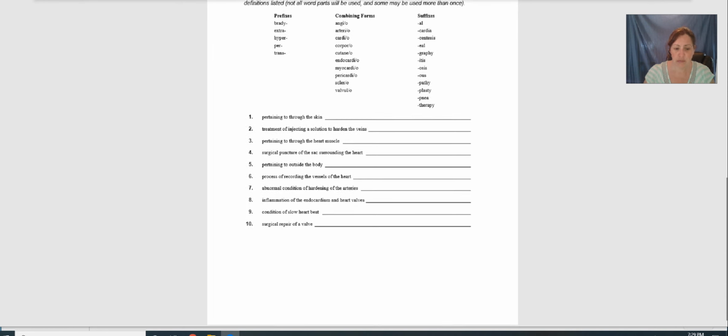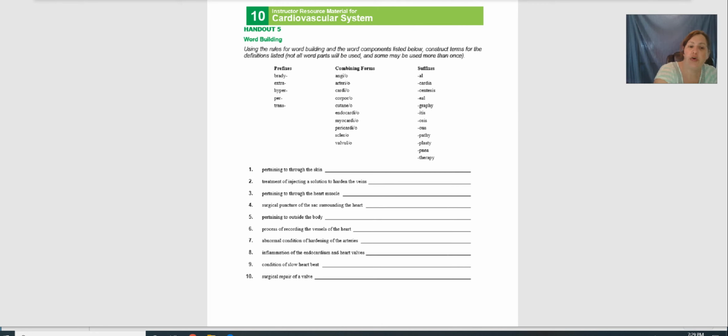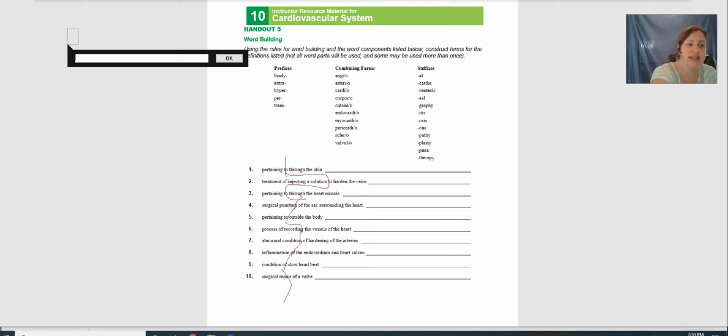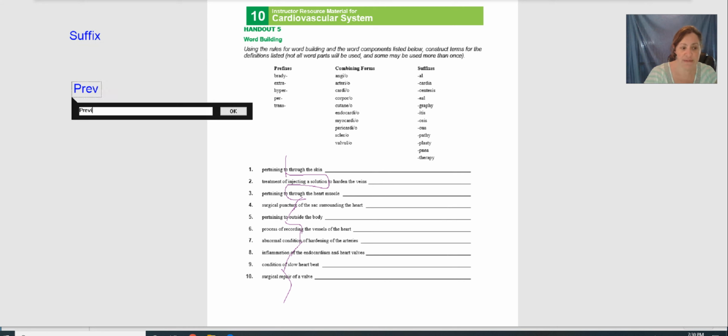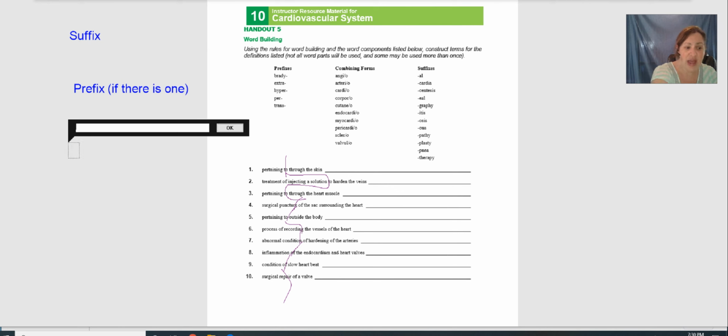Okay, page 2 is word building. Okay, so we gave you prefixes and suffixes and a variety of word roots there in the middle. And then it wants you to make words. Okay? I want you to remember that when we give you, actually, let me do this. The beginning of every phrase, when we want you to create a word, the beginning of every phrase is the suffix. Remember, we start with the suffix, go to the prefix if there is one, and then the word root.